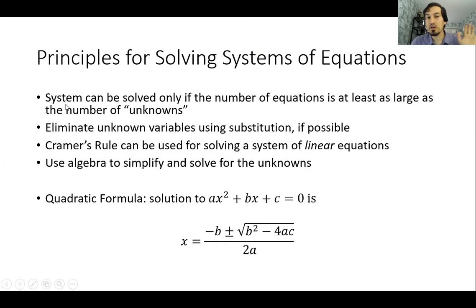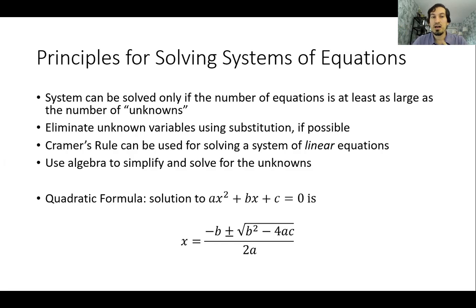A system of equations can be solved only if the number of equations is at least as large as the number of unknowns. What I mean by that is, if I give you more unknown variables than there are equations, you're not going to be able to solve. You might be able to simplify the model. That's great. You could simplify the model, but you'll never solve it in the way that I've defined solution, because there'll always be more unknown variables.